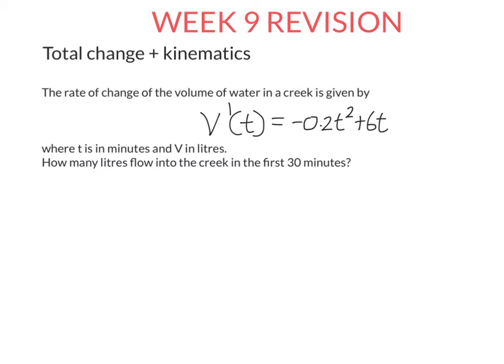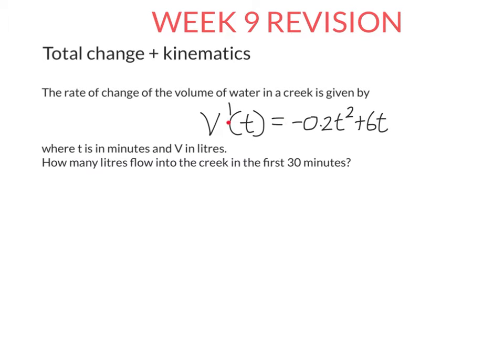So let's look at this example. Rate of change of the volume of water in a creek is given by this function, t minutes, V in litres, and we're going to find how many litres flow into the creek, or the change in volume of the creek, in the first 30 minutes. So this is a creek where water is flowing in and out, and we're going to find the difference in volume after 30 minutes compared with after 0 minutes.